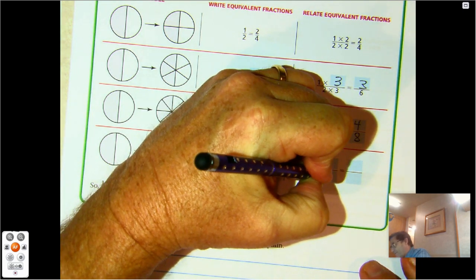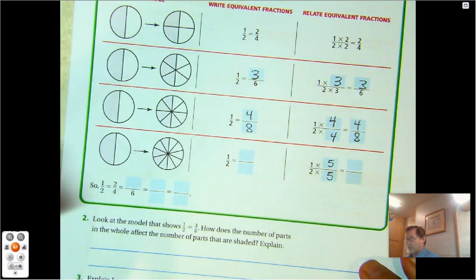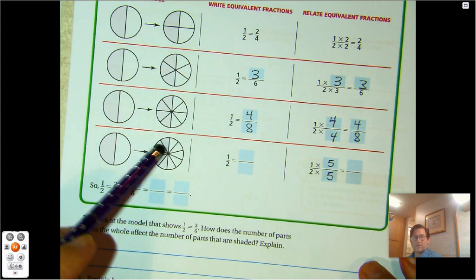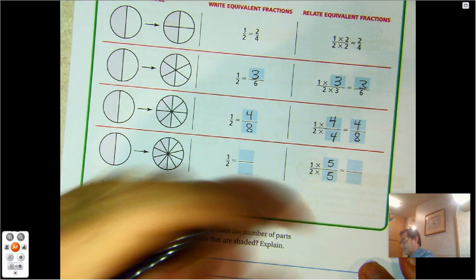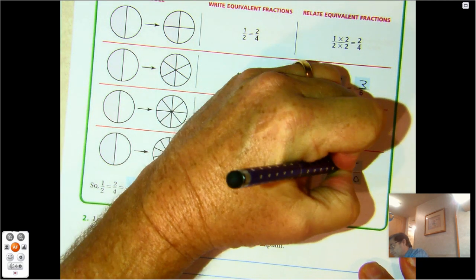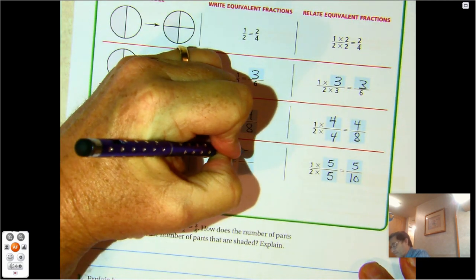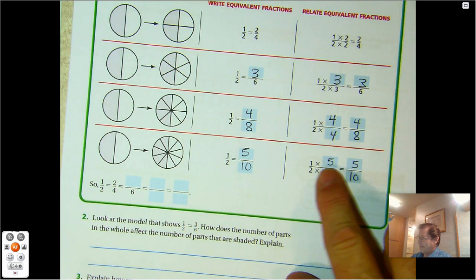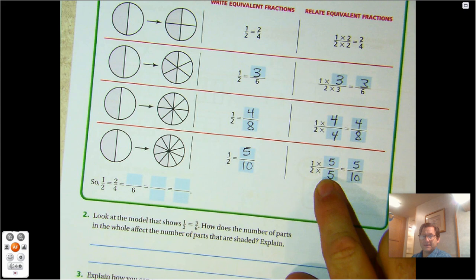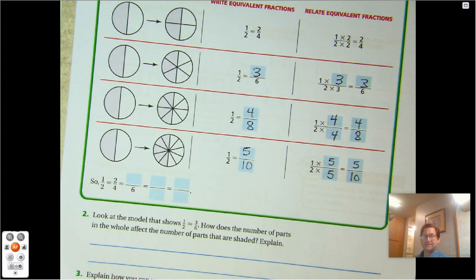I would have to multiply by 5. So there's 5 times as many tenths as there are halves. All right, so 5 over 5 times 1/2 would give me 5/10.